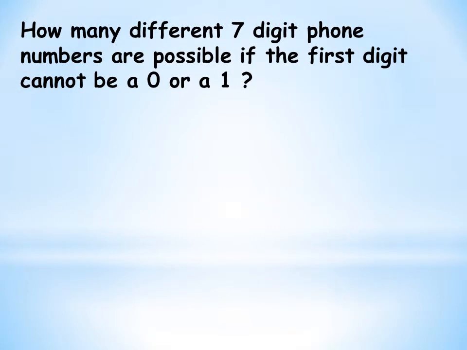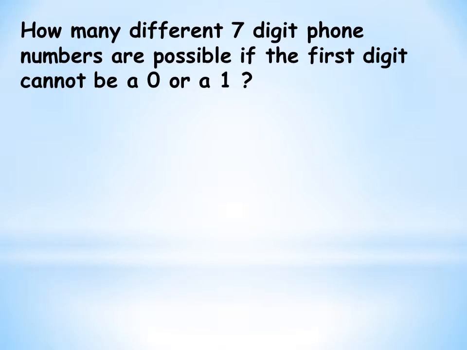How many different 7-digit phone numbers are possible if the first digit cannot be 0 or 1? So you have to think about this. How many possibilities are there for the first digit? Well, if you're talking about 0 to 9, you've got 10 different possibilities. But if the first one can't be 0 or 1, for the first digit, you only have 8 possibilities.